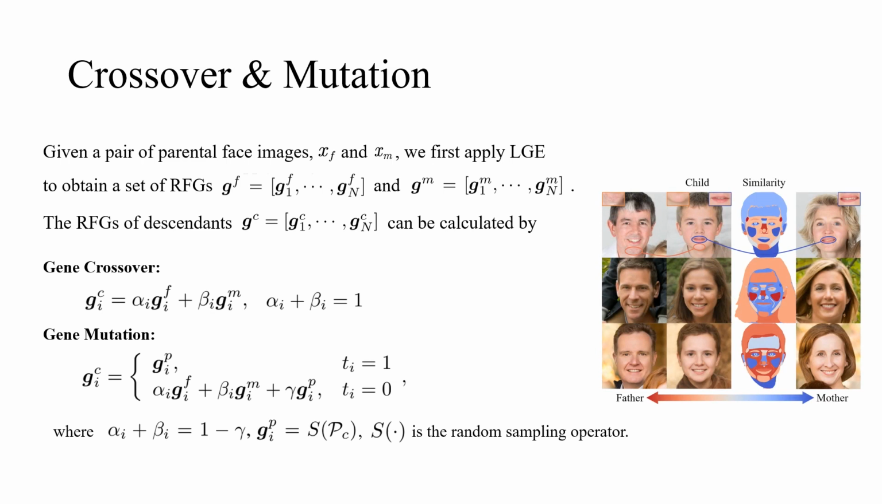The heat map on the right illustrates the similarity between the descendants and the parents, showing that these children resemble their parents too closely. To address this issue, we introduced the mutation process, which incorporates a gene pool as a mutation term. This means that a portion of the descendants' RFGs is inherited from the parents, while another portion is randomly selected from the gene pool based on the parents' racial information. Notably, the gene pool also facilitates control over the attributes of the descendants' age and gender.